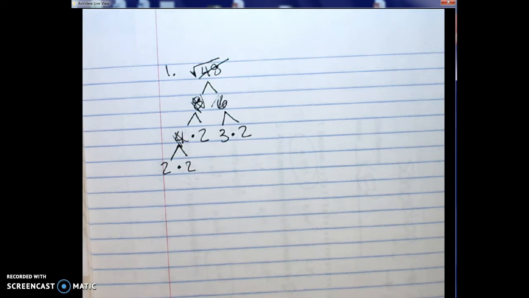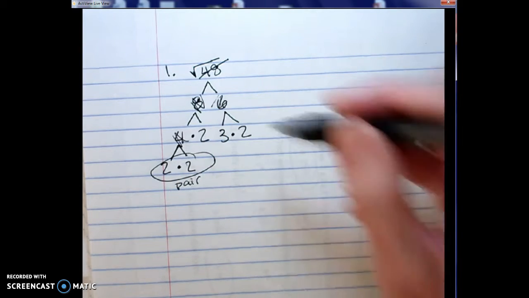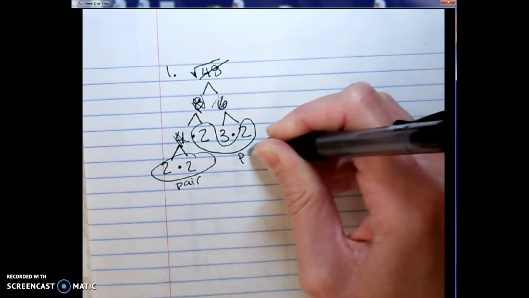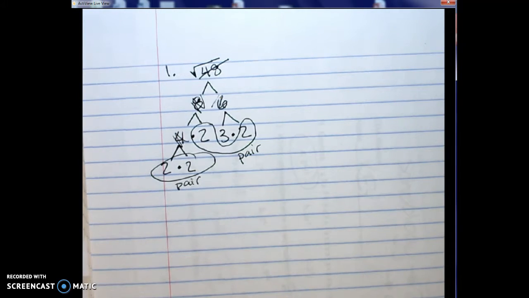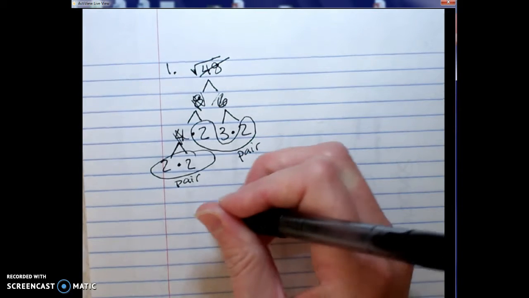Once I have all those tiny little factors, those prime numbers, now I'm going to go through and I'm looking for pairs. So for this particular problem, do I have any pairs? Yes, I have a pair of 2's at the bottom of the list, and I have this pair of 2's. They're not sitting next to each other, but they still count as a pair. So now I'm going to, this is problem number 1. I'm going to rewrite my square root symbol, my radical.